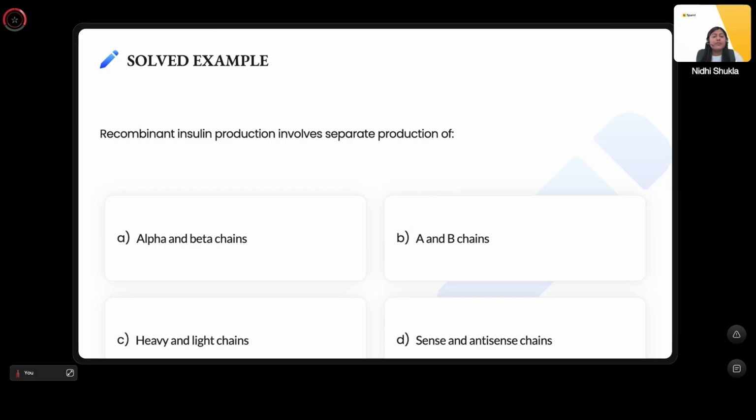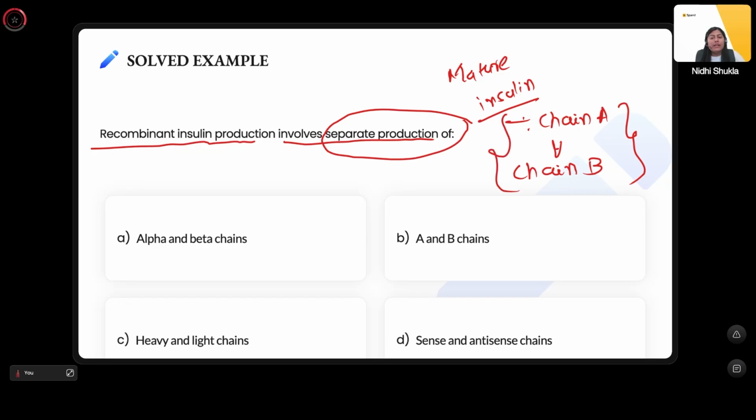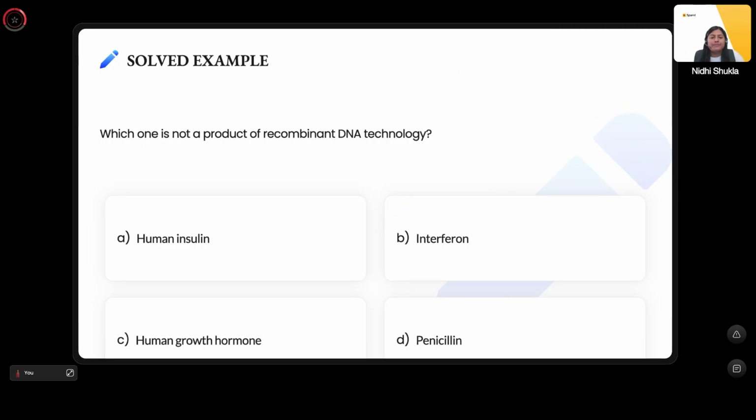Now let us look at the next question. Recombinant insulin production involves separate production of, as you know, a mature insulin has chain A and chain B. It does not have chain C, because chain C is present in an immature insulin, or inactive insulin, or proinsulin. So your mature or active insulin has chain A and chain B, which are joined by disulfide bonds. So it involves separate production of A and B chains.